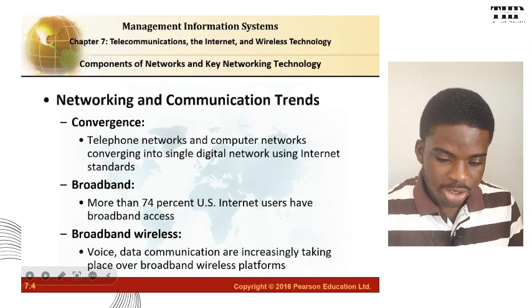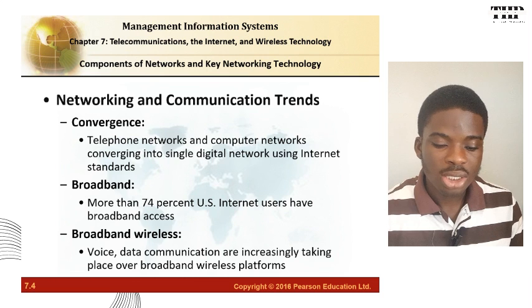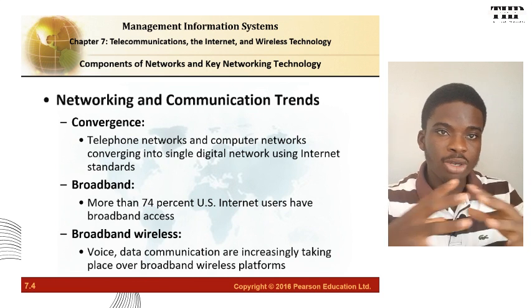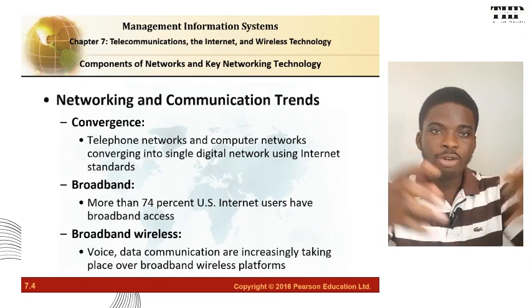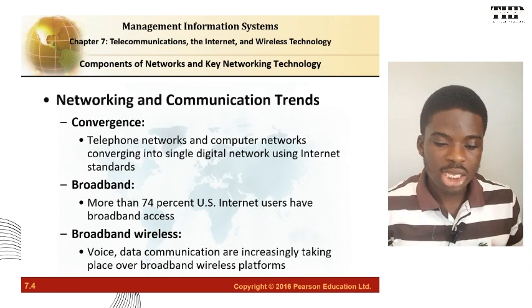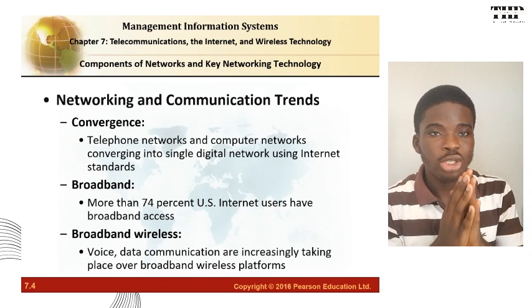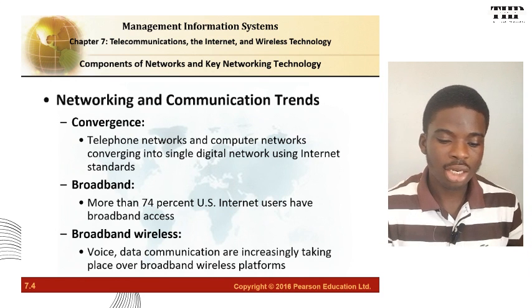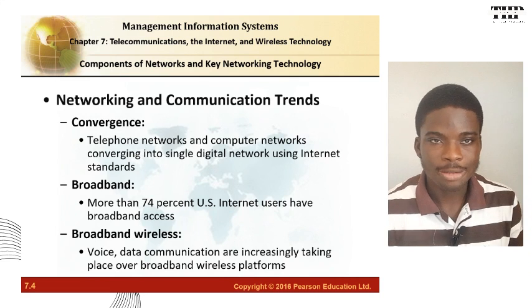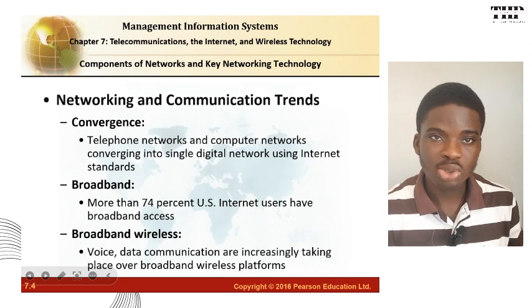Now convergence is telephone networks and computer networks converging into a single digital network using Ethernet standards, right? So the convergence is speaking to networks like computer networks and telephone networks converging, right? When something is converging, it's meeting, right? From different directions coming to meet at a central point. That's convergence, right? So these telephone and computer networks are converging into a single digital network, and they do that by using internet standards, right? So that's what convergence is about. That's what the trend is speaking to.